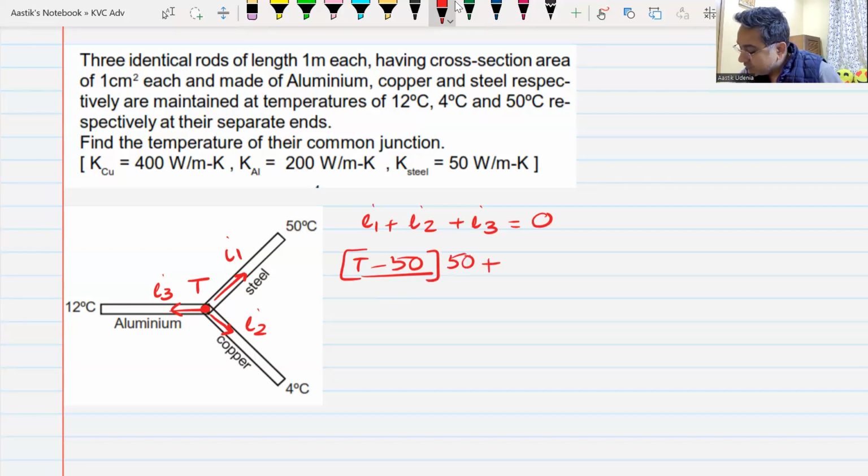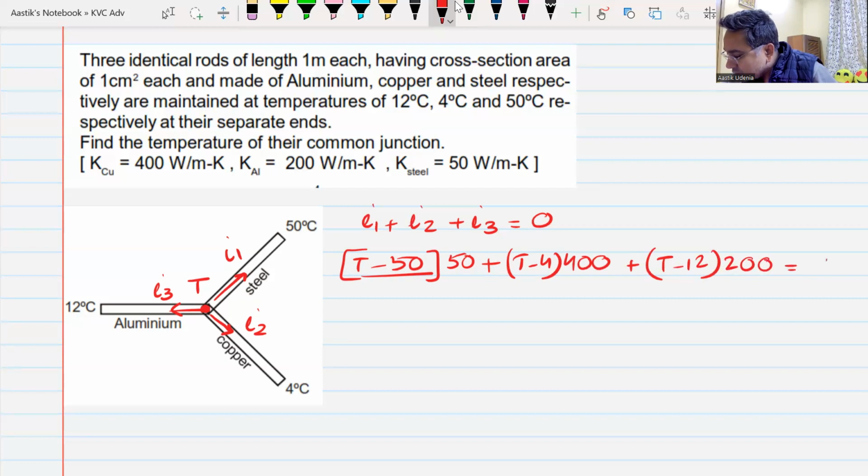Plus I2 will be (T minus 4) divided by the resistance. So K will come on the top and it will be multiplied by the effective thermal conductance of copper, which is 400. Do we understand this? Yes, sir. Plus (T minus 12) multiplied by aluminium, that is 200. That has to be equal to 0. From there you can get the value of T, and the value of T that I have is 10 degrees Celsius, and that is your answer.